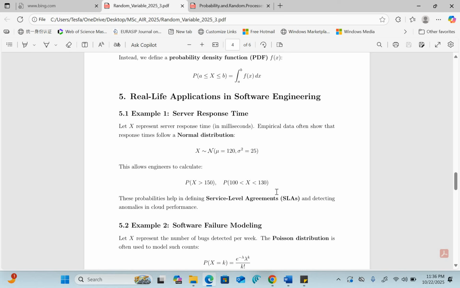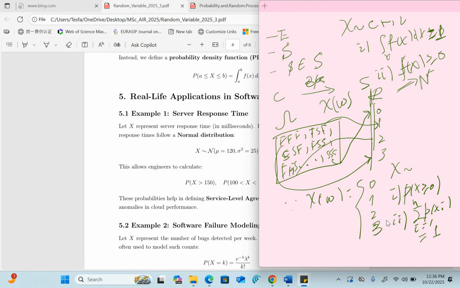So what are real-life applications in software engineering? Example 1, server response time. Let's take an example where a client can send a request to the server, and then we can measure the server response time from t0 up to ti, or ti minus 1 up to ti. So what is the variability among different requests from the client for the server response time? What type of distribution does it follow?